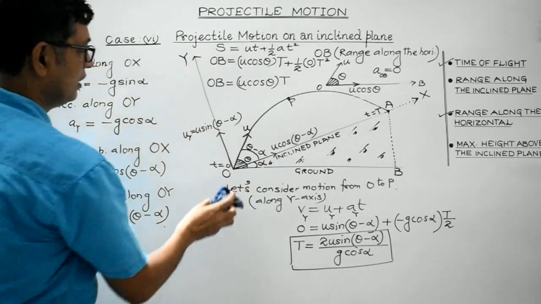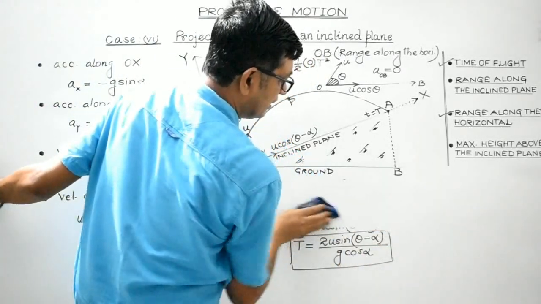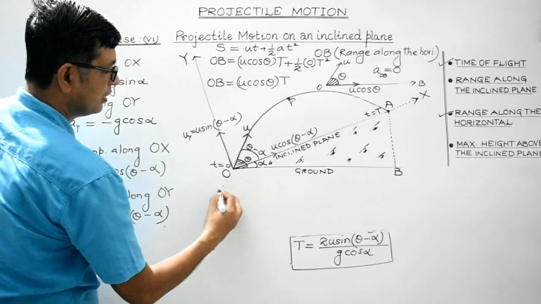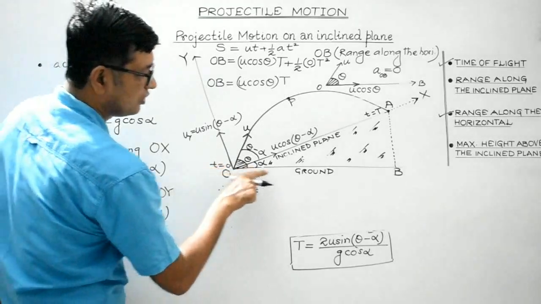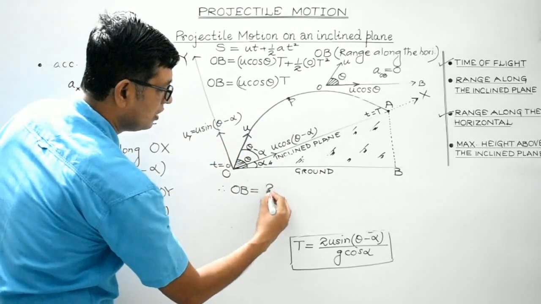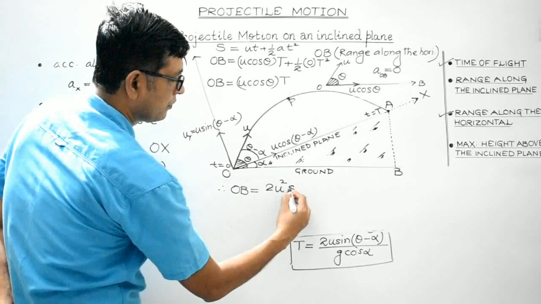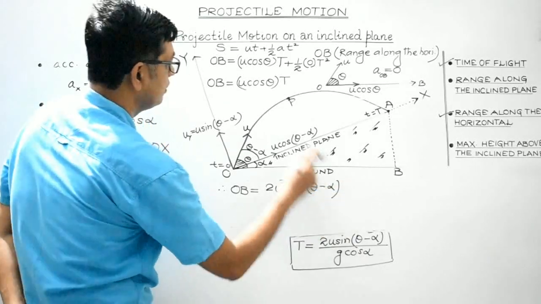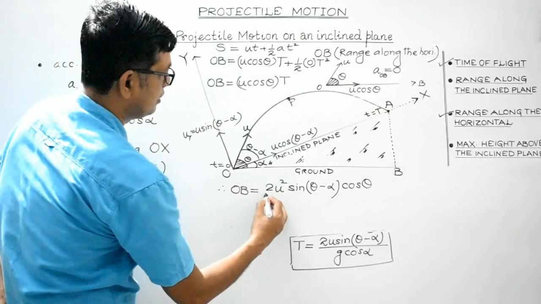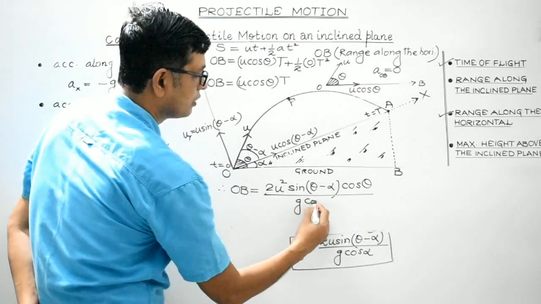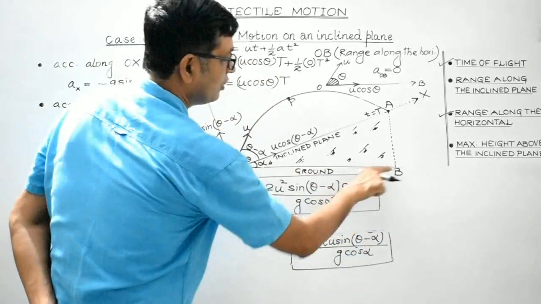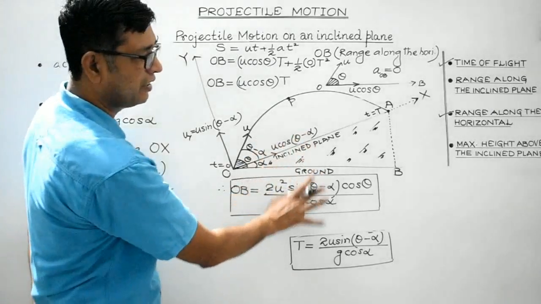Clear, students? So therefore, let's write the expression for the range along the ground. Therefore, OB, which is the range along the ground, will be equal to U cos theta multiplied by T. T is this one. Let's substitute the value over here. So what do you get? 2U square sine theta minus alpha and cos theta divided by g cos alpha. So students, this is the expression for the range along the ground. Clear, students? It's pretty simple.